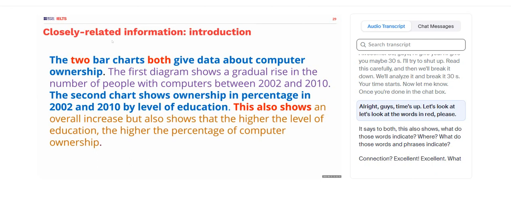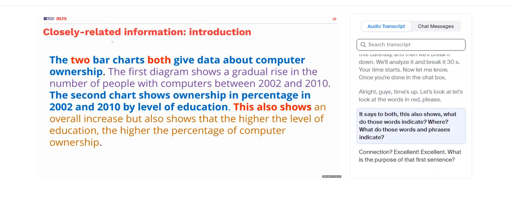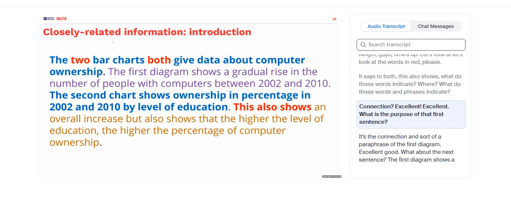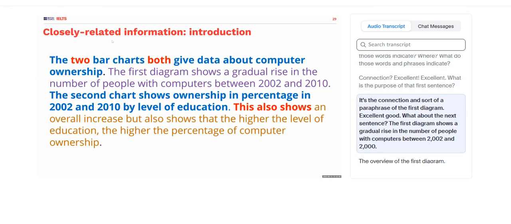Let's look at the words in red, please. It says to, both, this also shows. What do those words and phrases indicate? The connection. Excellent, excellent. What is the purpose of that first sentence? It's the connection and sort of a paraphrase of the first diagram. Excellent, good. What about the next sentence?